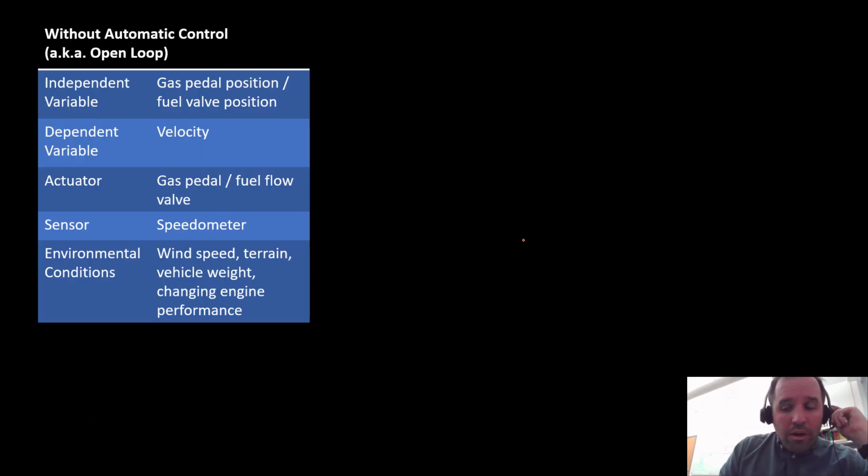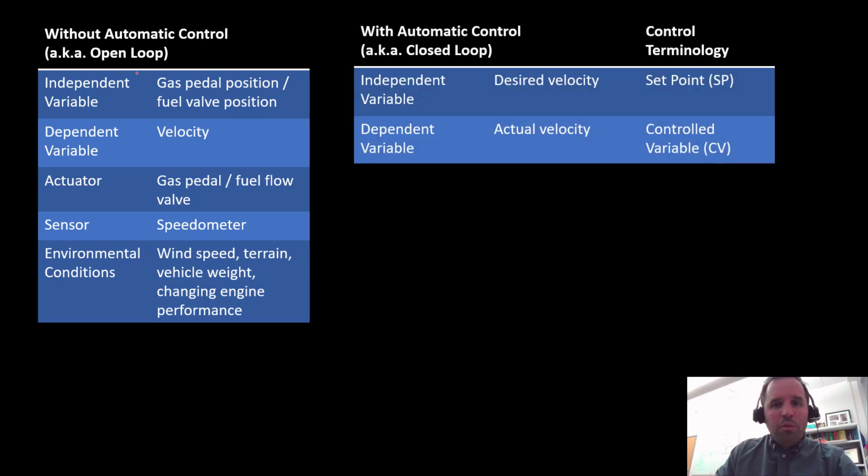I just wanted to make a point here and review some of the language that we've introduced. So without automatic control, we would be operating in open loop, meaning that we might make changes to the fuel valve position, but we don't have a great way of actually controlling what that velocity is going to be. If we close the loop and have an automatic control system in place, what that actually does is it switches our independent variable, or the thing that we are deciding. So without cruise control, we are deciding what the fuel valve position should be with our brain and then with our foot. So that's our independent variable.